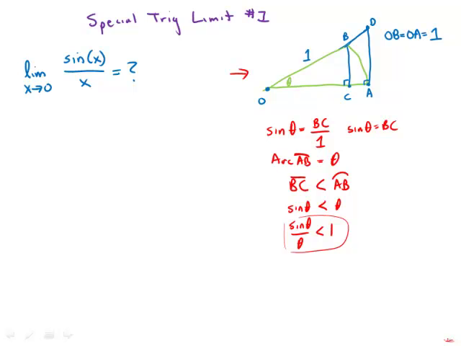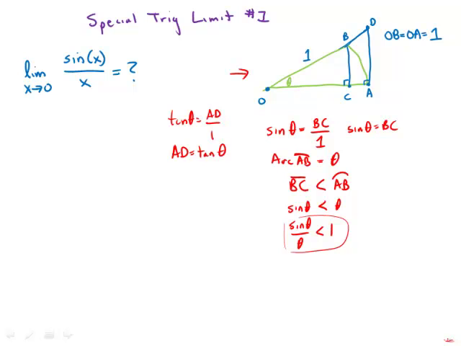Second of all, we're going to look at AD. Well, of course, if we look at this larger triangle and we take the tangent of the angle, the opposite is AD, and the adjacent, which is OA, is 1. So AD equals the tangent of theta.